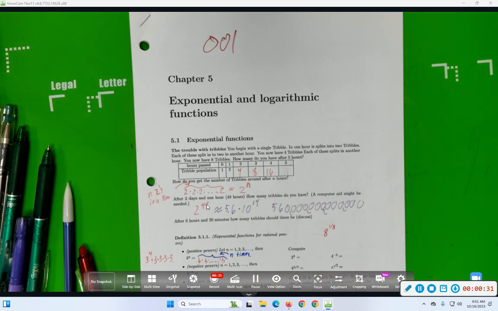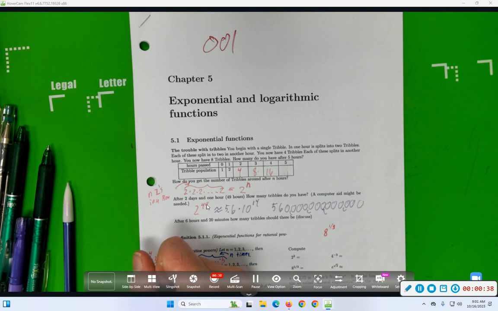So that's fair enough. What about negative powers? That's what 3 to the 4 means. What should 3 to the negative 4 mean?